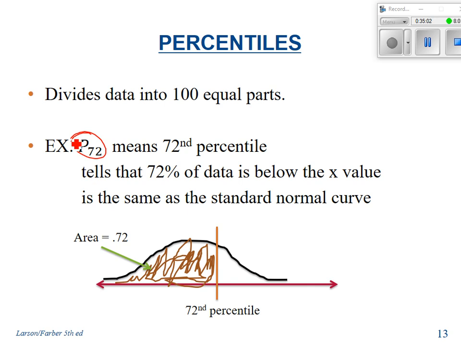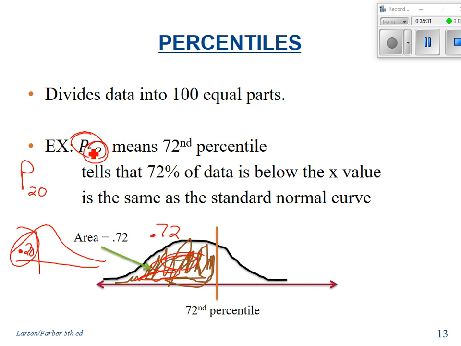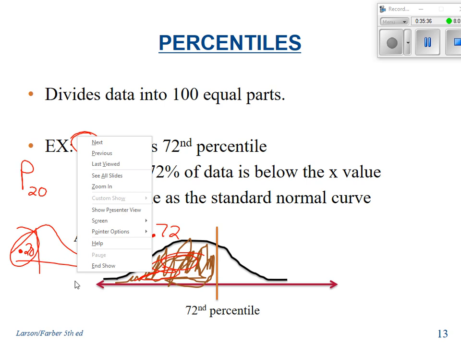So if they say the 72nd percentile, you draw your little graph, you shade in the area down here, and that area is going to be 0.72. So if they gave you something like P20, we draw our little graph, and we want 0.20 of the area to be to the left. So you look at that number and that's telling you the area or the probability or the percentage.